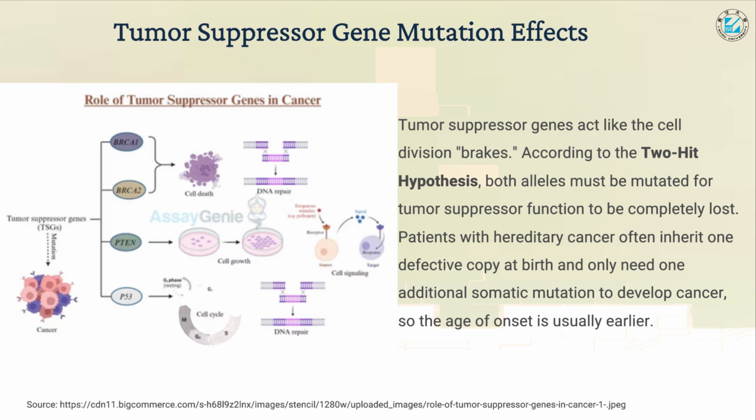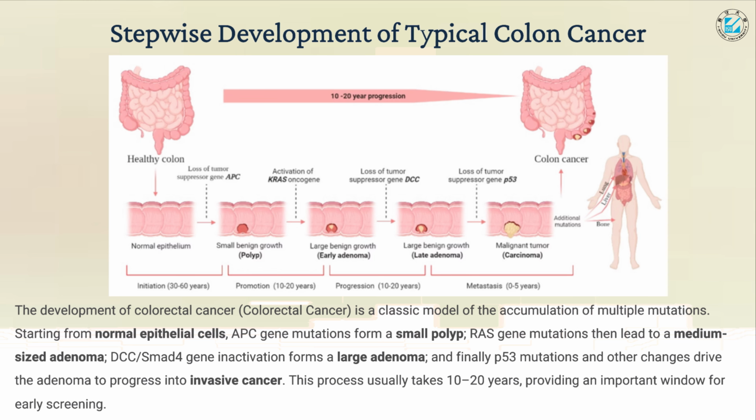Colon cancer is the classic example of stepwise cancer development through accumulation of mutations. This process often begins in a normal epithelial cell of the colon. The first key event may be mutation of the APC gene, leading to the formation of a small polyp. APC is a tumor suppressor gene involved in regulating cell growth.